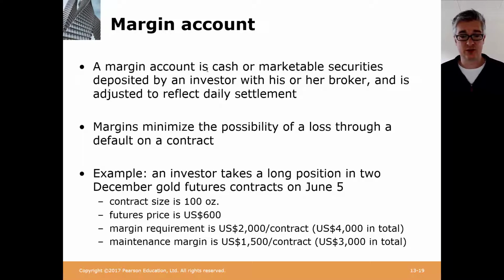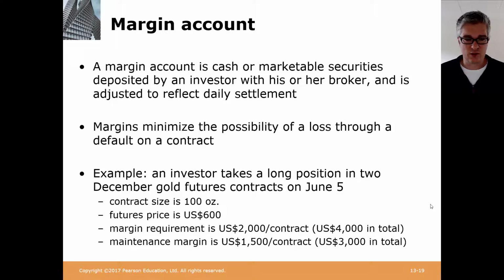As an example, suppose you have an investor that wants to take a long position in 2 gold futures, and those gold futures have a contract size of 100 ounces and a futures price of 600. Then on June the 5th, what they would need to pay is 100 times 600, so 60,000 per contract. It turns out that the margin requirements for this contract are 2,000 per contract. So you do not need to put the entire amount up, but just some amount as margin account. In this case, 2,000 for a $60,000 contract.